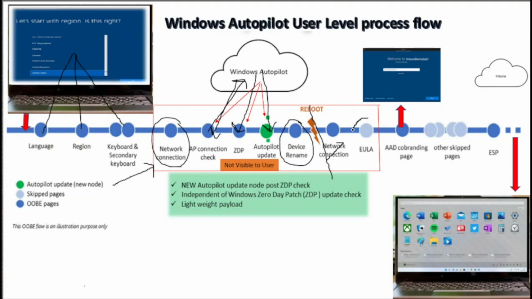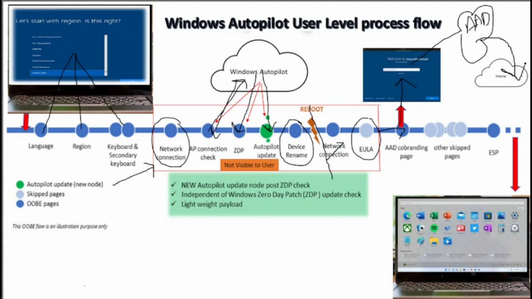If you already configured the license agreement in the deployment profile, then the user will not be able to see this EULA license agreement page. Then they directly land on this Azure Active Directory onboarding page, where they have to provide the username and password. Once they provide the username and password, the machine is going to join Azure AD and enroll in Intune.